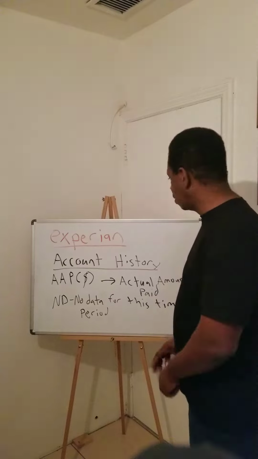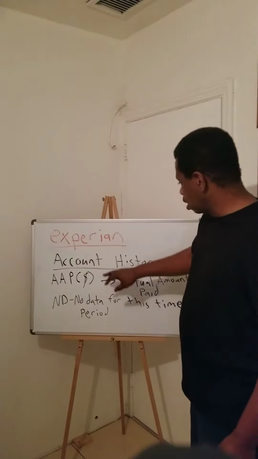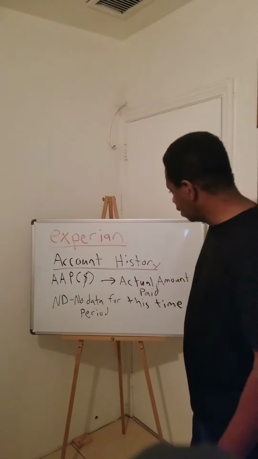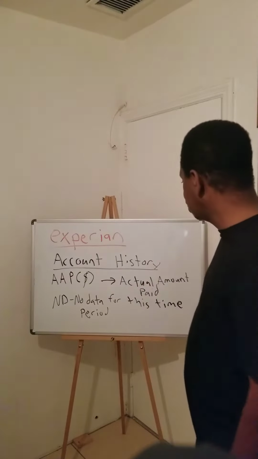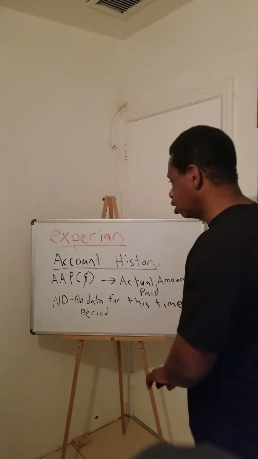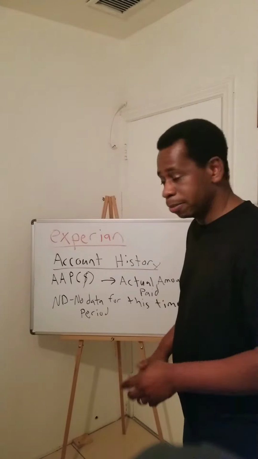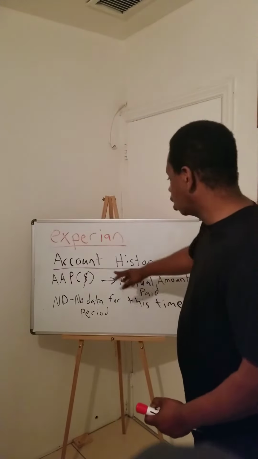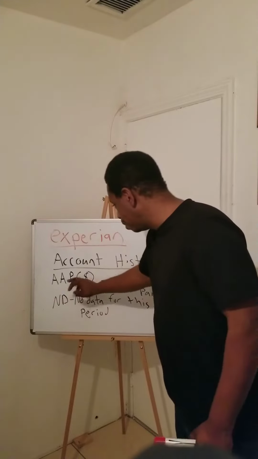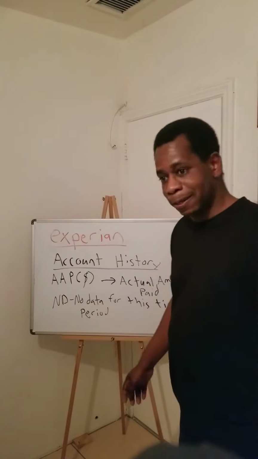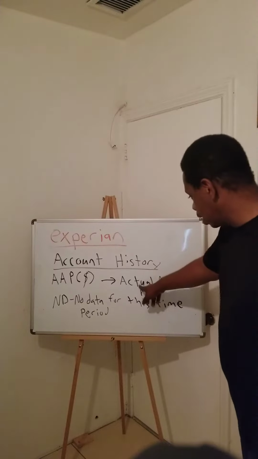Today I'm going to talk to you about Experian. You've got account history, and another thing you can use to dispute would be the actual payment amount. So you look on your Experian credit report. You look on your account history. Look for, at the bottom you're going to see AAP and the dollar sign, which means actual payment amount.